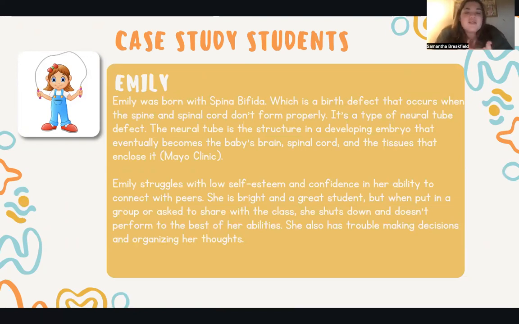Emily struggles with low self esteem and confidence in her ability to connect with peers. And we see this a lot with kids who are born with spina bifida. She is bright and a great student, but when put in a group or asked to share with the class, she shuts down and doesn't perform to the best of her abilities. She also has trouble making decisions and organizing her thoughts. So organizing her thoughts, which obviously I'm going to focus on all of it, but organizing the thoughts is one of the big ones that I think this lesson could help her with if I do the right thing.